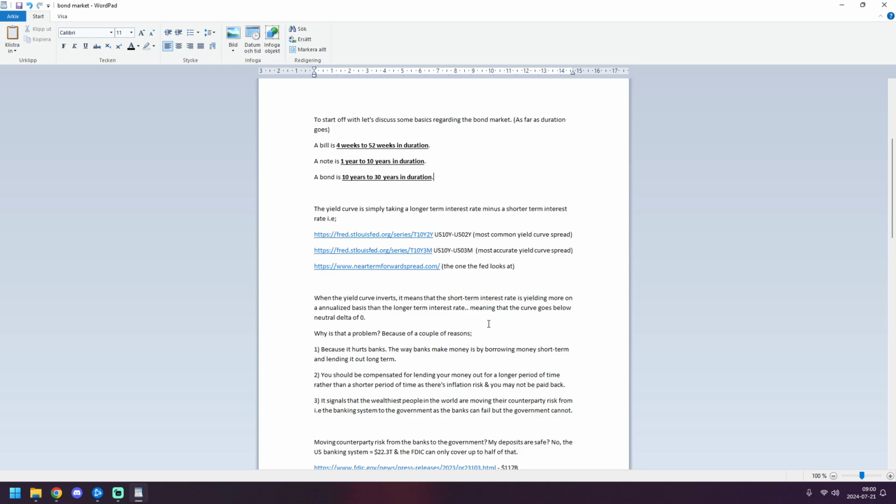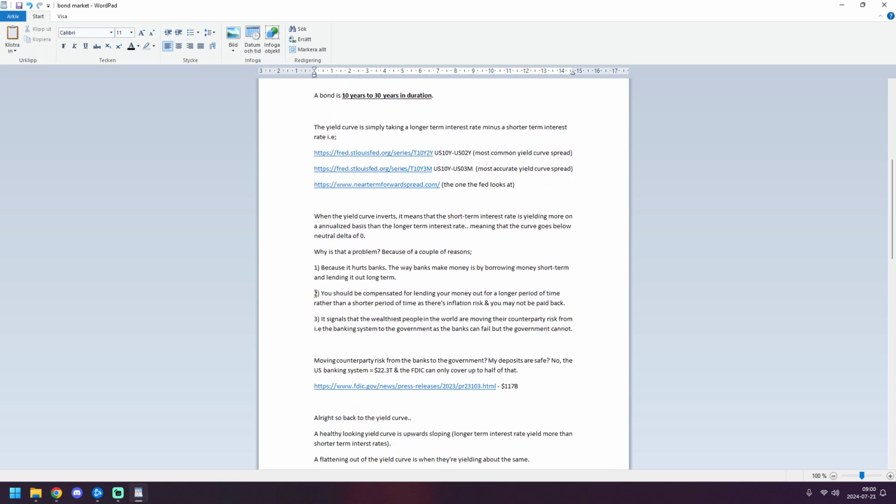Because it hurts banks. That's the first reason. The way banks make money is by borrowing money short-term and lending it out long-term, so this hurts their business model. Number two, you should be compensated for lending your money out for a long period of time rather than a short period of time, as there is inflation risk and you may not be paid back.